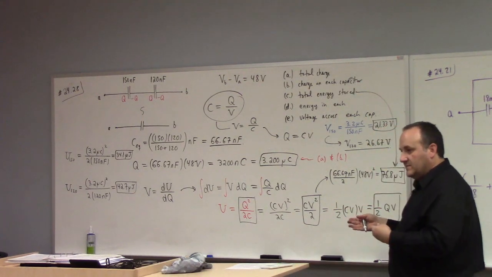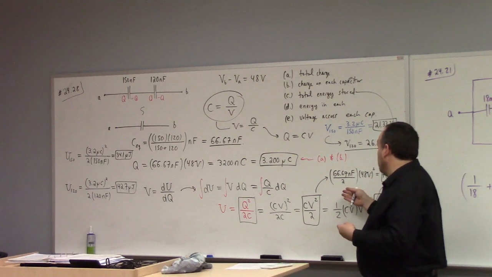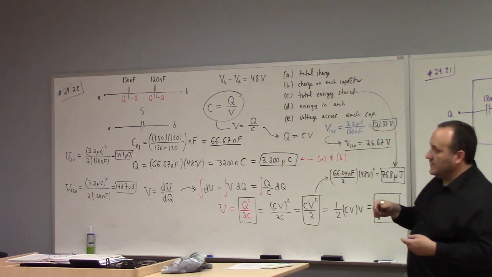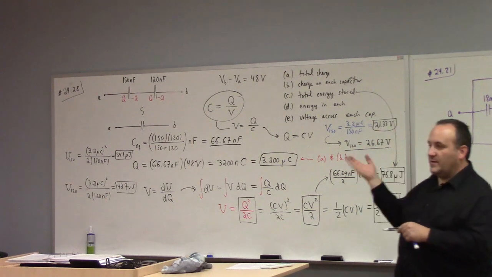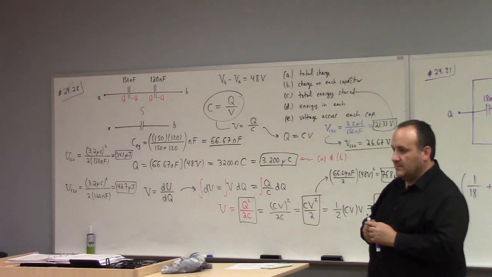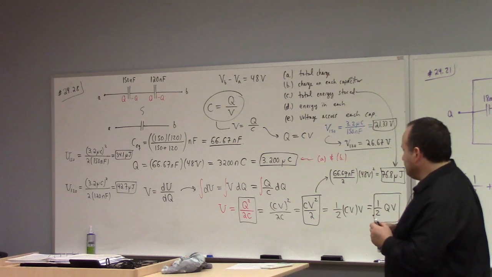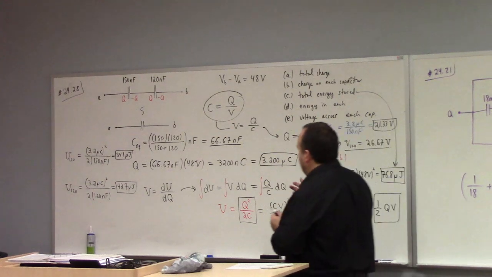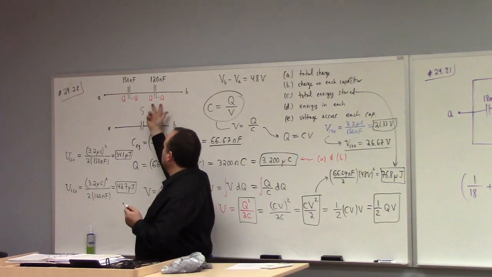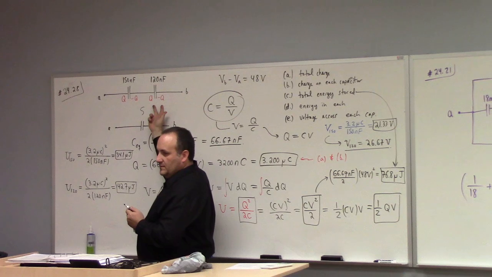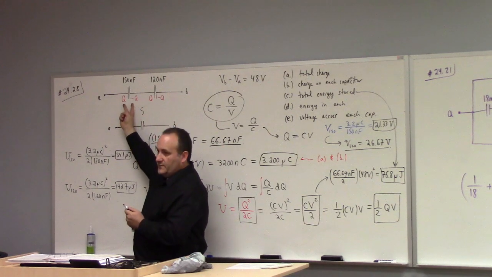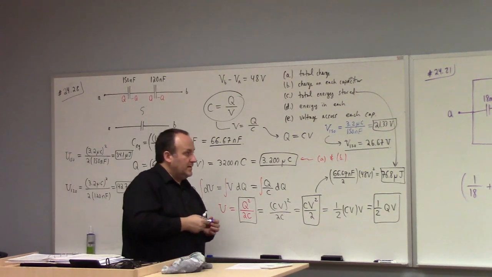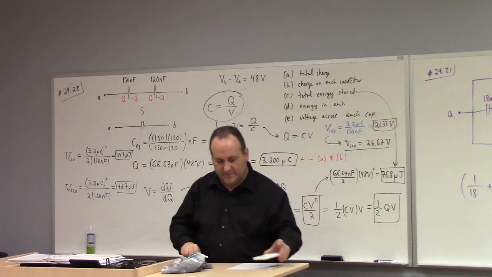Of course, you can check this also by dividing 3.2 microcoulombs by 120. And since it's a smaller number, you get a bigger fraction. Right? So perhaps counterintuitively, the smaller capacitance gets the larger voltage. The larger capacitance gets the smaller voltage when they're in series like this. All right, so that's that problem.